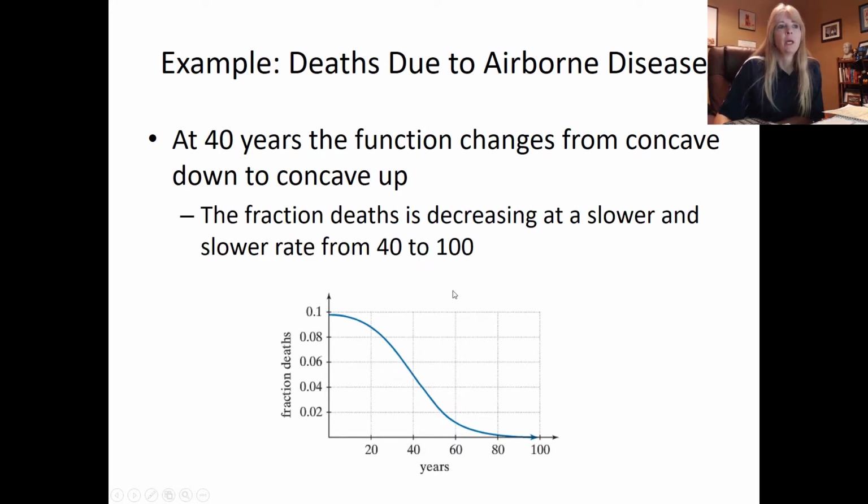So what this means is the fraction of deaths is decreasing at a slower rate. And you can kind of see that from the graph, right? That it's decreasing really fast. And then it starts to decrease a little slower because your slope's going up a little bit. And so it starts to decrease at a slower rate from 40 to 100.